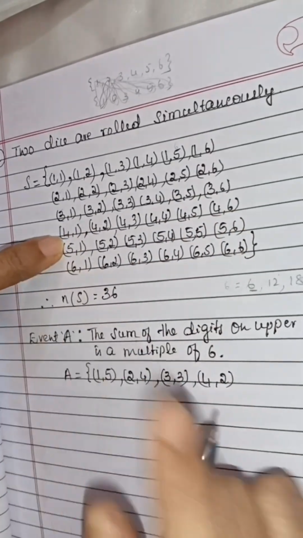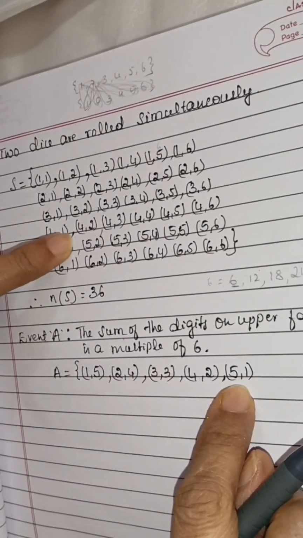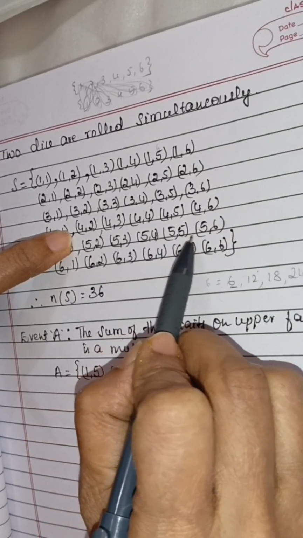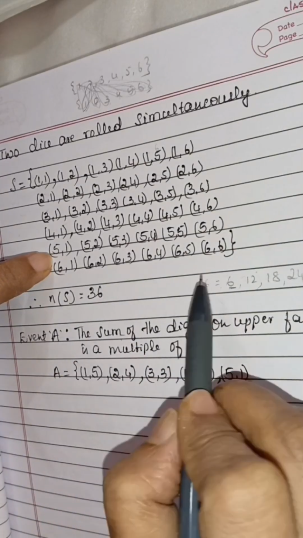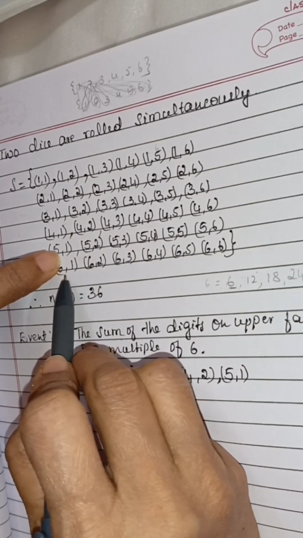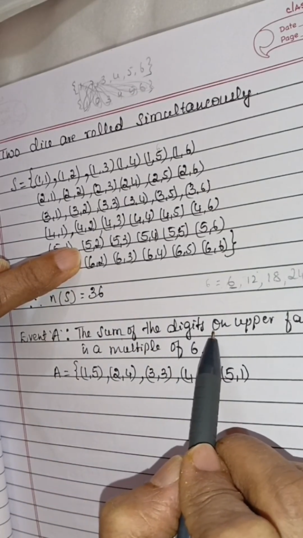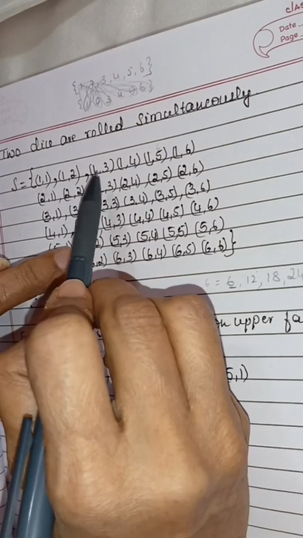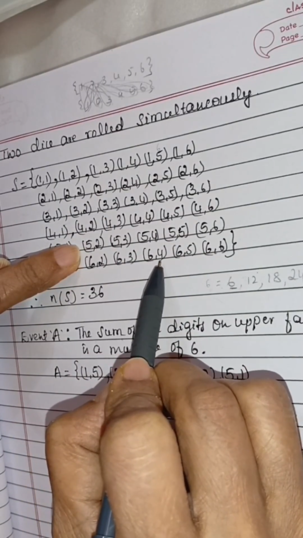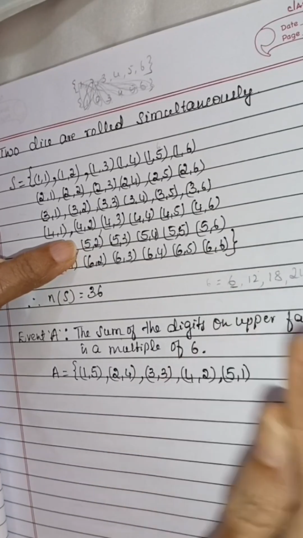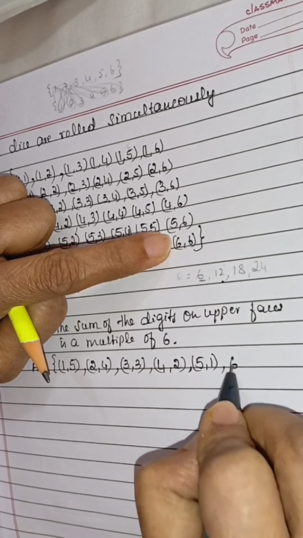Here again 5 and 1, here 1 and 5. Then 5 and 2 is 7, no. 5 and 5 is 10, no. 5 and 6 is 11. Here 6 and 1 is 7, it cannot be. 6 plus 2 is 8. The sum of the digits on the upper faces, when we add these two digits, should be a multiple of 6. 6 plus 3 cannot be. 6 plus 4 is 10. 6 plus 5 is 11. 6 plus 6 is 12. 12 is a multiple of 6 here, okay. 6 and 6.